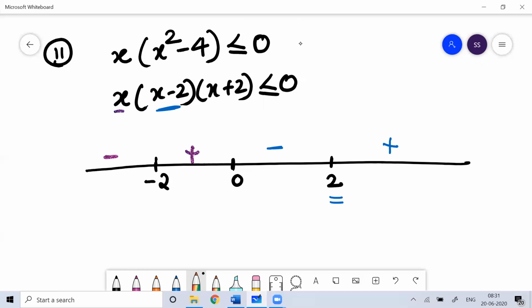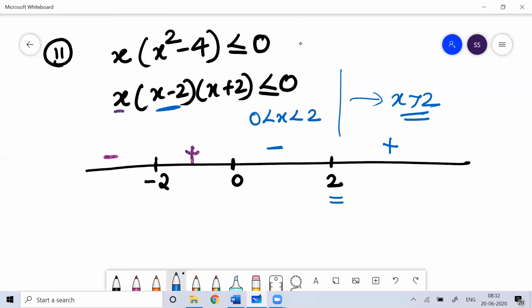So here you can consider any value greater than 2. If you consider any value greater than 2 here, ultimately you will get a positive value. Okay, now here what you do, consider any value of x between 0 and 2. So you will get a negative value.